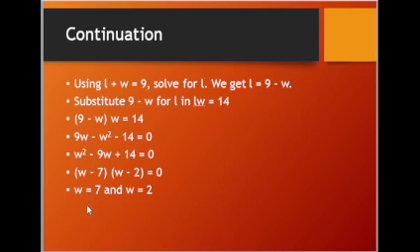To solve for W, we equate each factor to 0. W minus 7 equals 0, and W equals 7. And for the other factor, W minus 2 equals 0, and W equals 2. So our dimensions are 7 and 2. If we add 7 plus 2, it is 9. And 7 times 2 is 14.